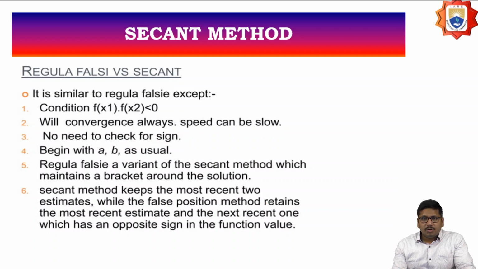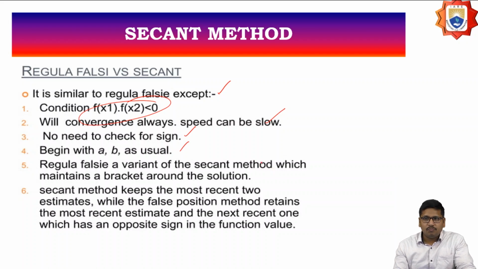So what is the difference between regular falsi and the secant method? Compared with regular falsi, the secant method should be quite similar, and the condition is that the product of f of x1 and f of x2 should be less than 0. Convergence is not always guaranteed and the speed should also be low here, and there is no need to check the sign when compared to regular falsi.